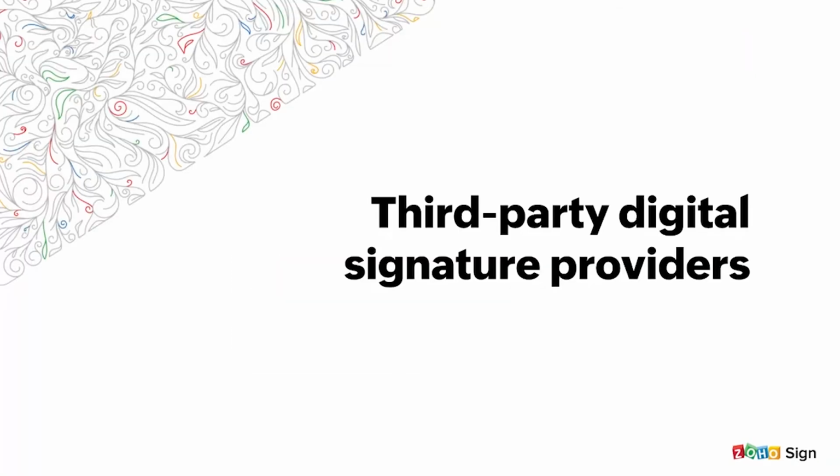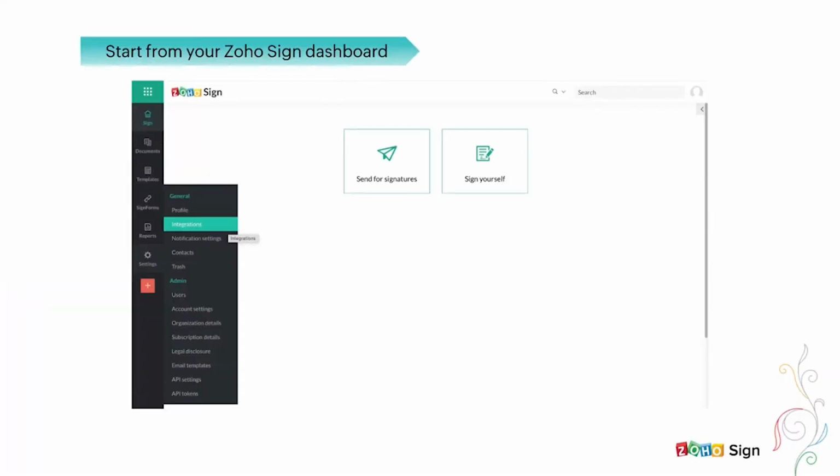Before we wrap up this session, I want to speak about the various third-party digital signature integrations offered by Zoho Sign. You can enable them in the integrations window under the settings menu from your Zoho Sign dashboard. By default, Zoho Sign offers standard electronic signatures or basic digital signatures. But to meet certain local regulations, you will need to use the third-party signature providers to verify the signer's identity or obtain personalized digital signature certificates.